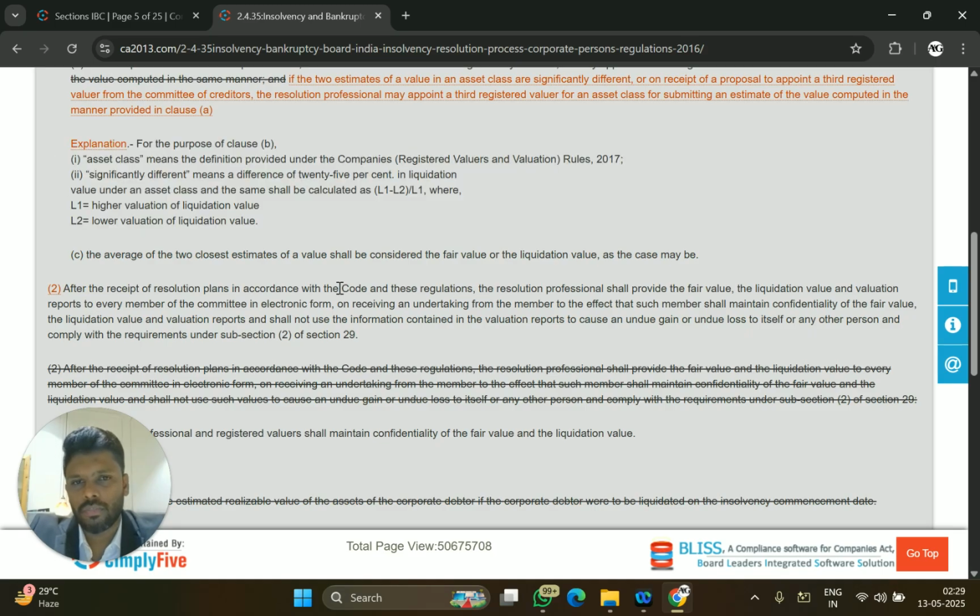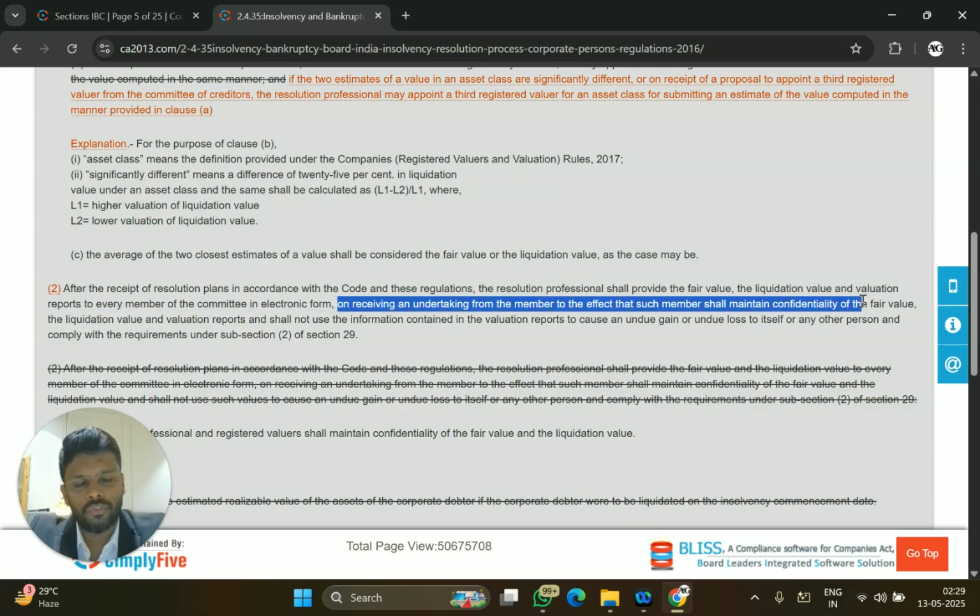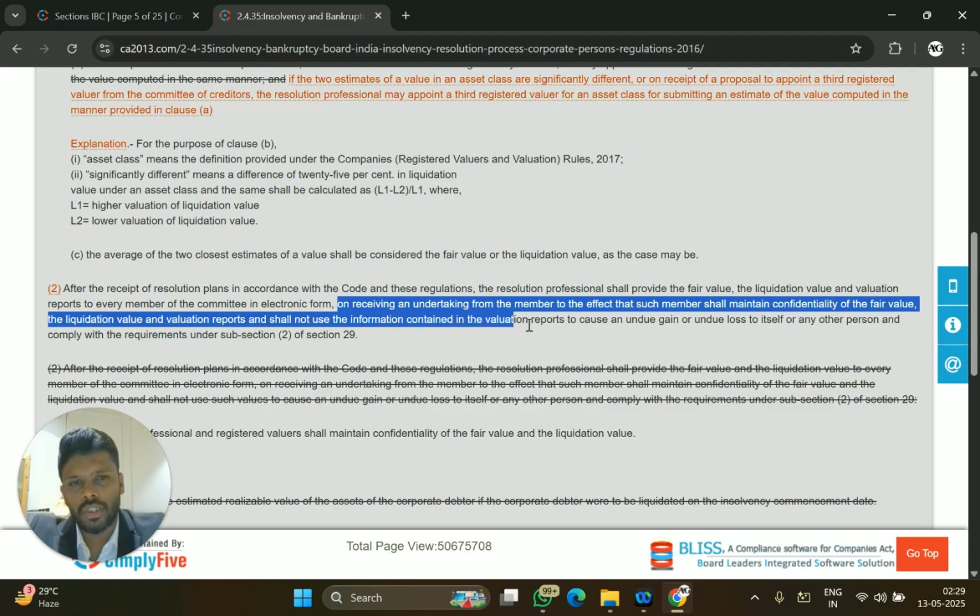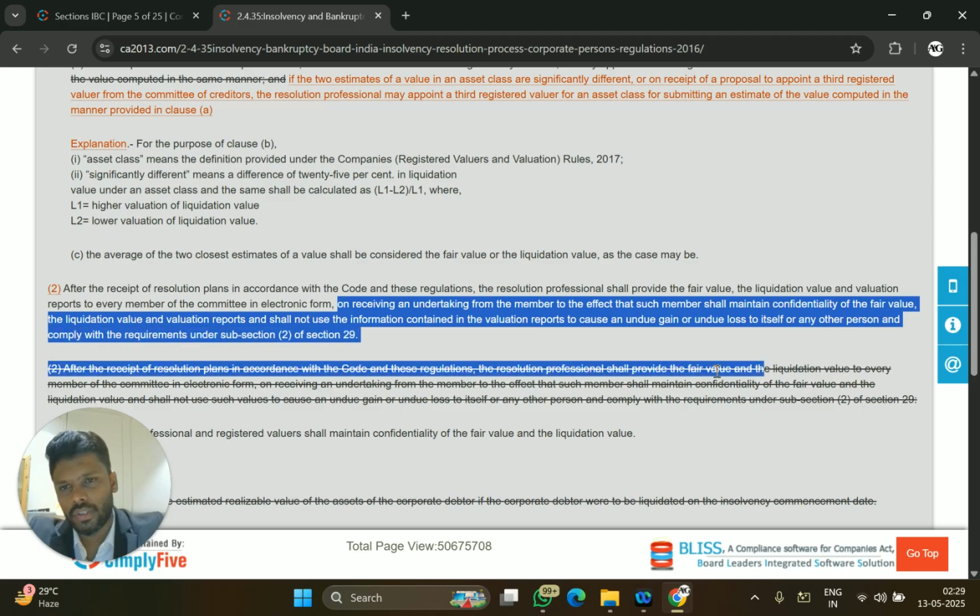After receipt of the resolution plans in accordance with the code and this regulation, the resolution professional shall provide the fair value and liquidation value and the valuation reports to every member of the committee of creditors in electronic form, on receiving an undertaking from the member that such member maintains the confidentiality of the fair value and the liquidation value, and the valuation report, and shall not use the information contained in the valuation reports to gain undue advantage or cause undue loss to itself or any other person.